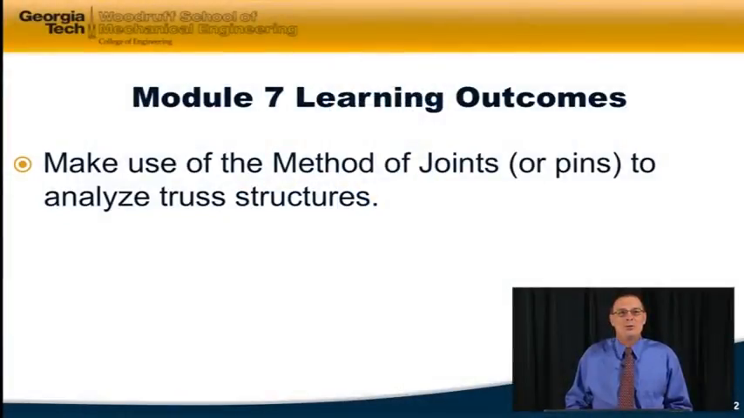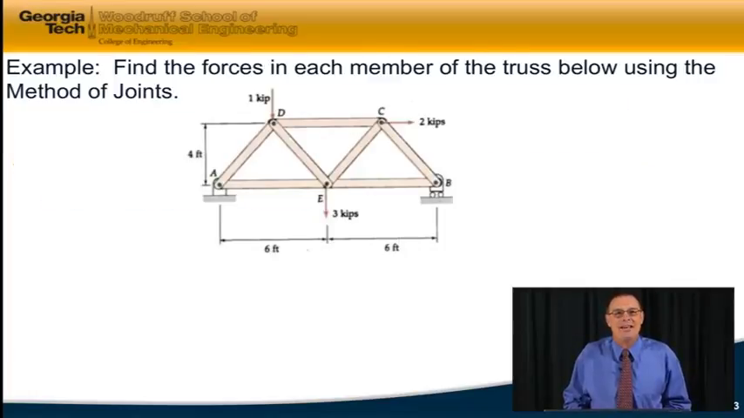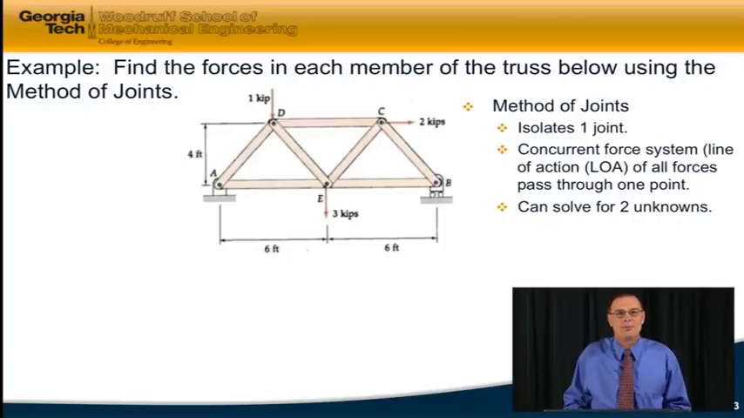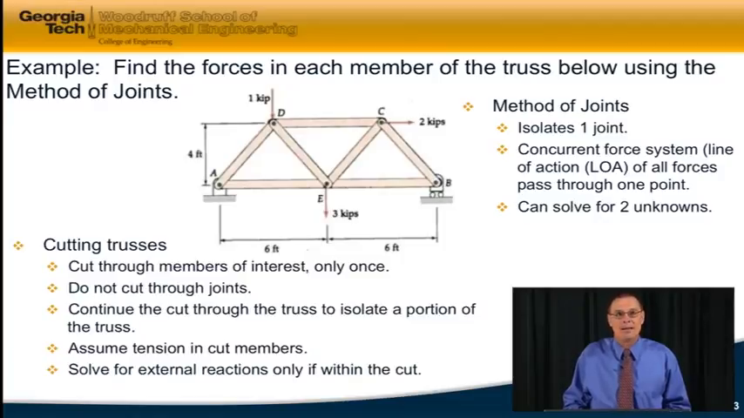This is Module 7 of Applications in Engineering Mechanics. Today we're going to make use of the method of joints, or sometimes called the method of pins, to analyze truss structures. Here's a truss that we're going to look at, and we're going to find the forces in all of the members of this truss. And we're going to use the method of joints, which I talked about last time.